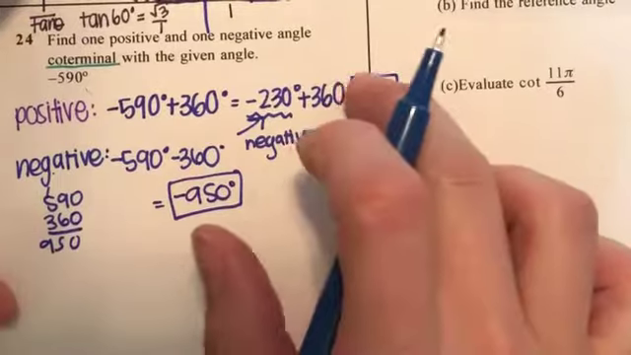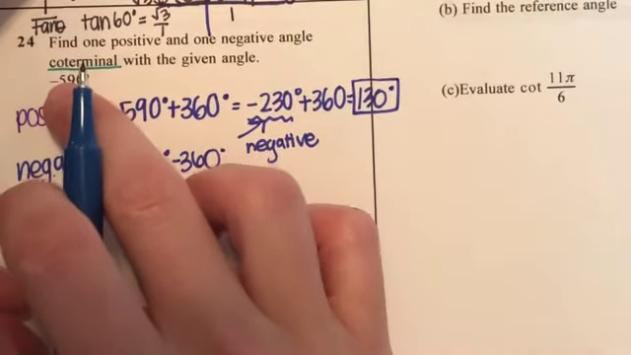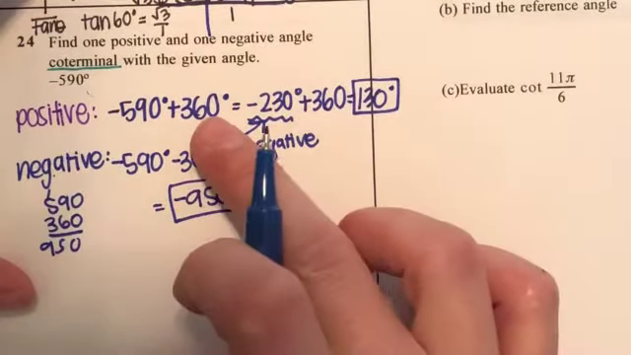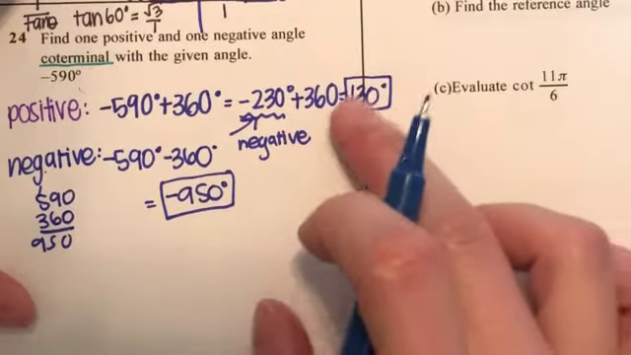So again, to get your positive, make sure that you take the number and add 360, but you have to add it again until the number is positive.